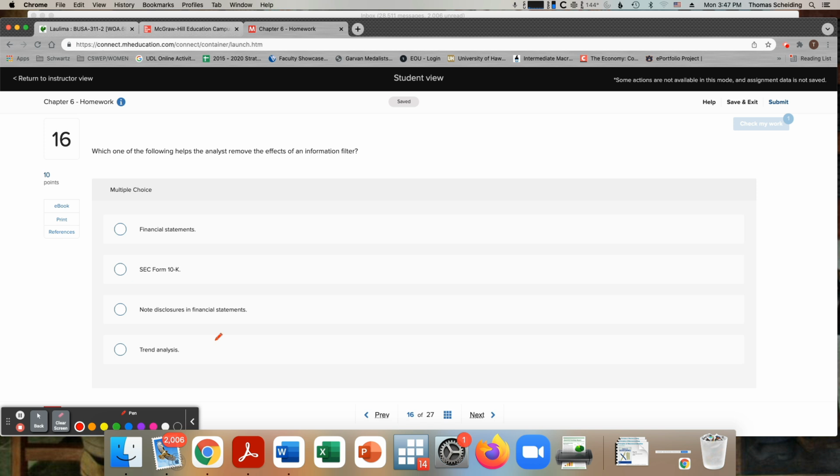Which of the following helps an analyst remove the effects of information filter? This is definitional. There's really not much I can say beyond this, so you just need to look up the information filter and what could help us remove the effects of that. Remember, the information filter is the fact that the filtering of the information is done by the manager. So what would help us remove the fact that a manager might not include things? There's an art form to a financial statement. Even the SEC 10K doesn't tell us everything we need to know, because only certain standards need to be met in terms of the numbers.